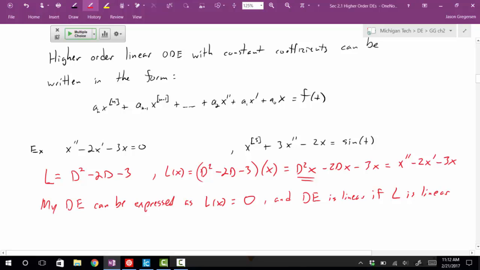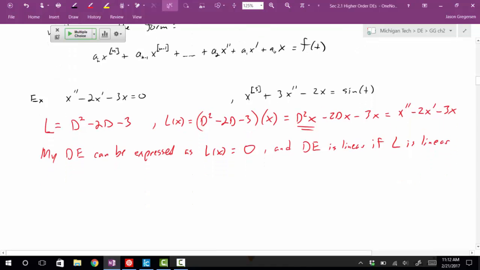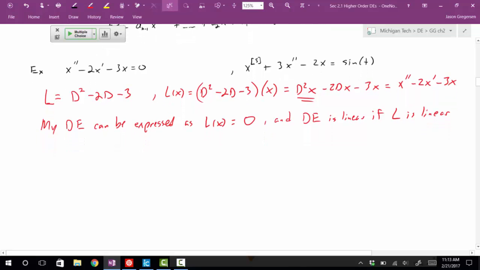Okay. So I can rewrite the differential equation in terms of an operator. If the operator is linear, the differential equation is linear. We do that because we have a process for determining if an operator is linear. And now we can use that to extend the idea of linearity to the differential equation. Is the operator linear? Well, we've got to do this thing.